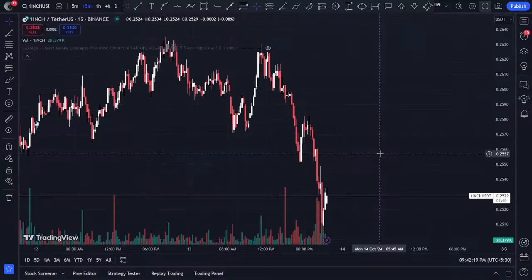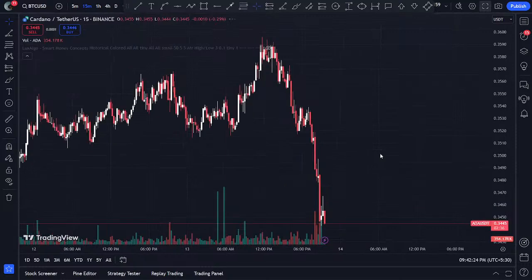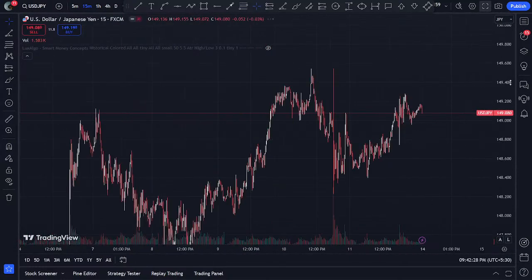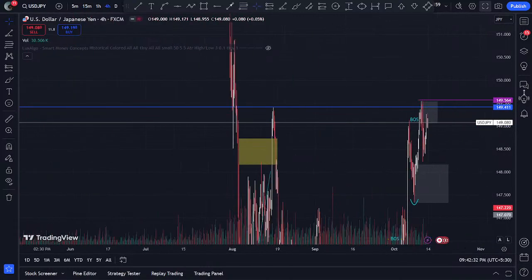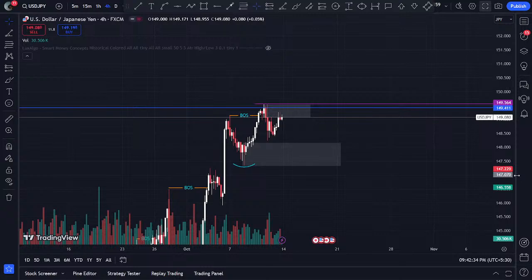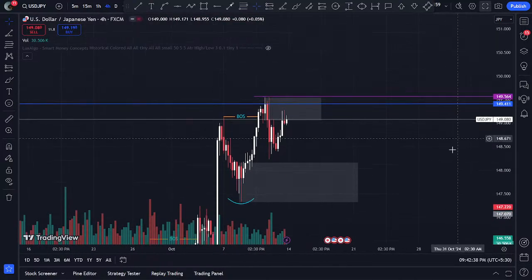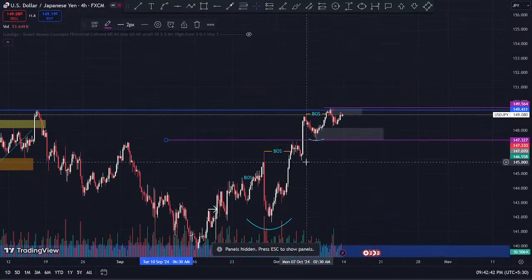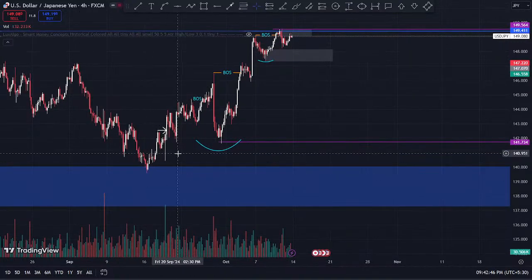So what is happening in USD/JPY? Okay, USD/JPY as usual, it is at a swing range. So this is the swing range for this. Okay, market has reacted to my demand zone. This was a higher time frame demand zone.